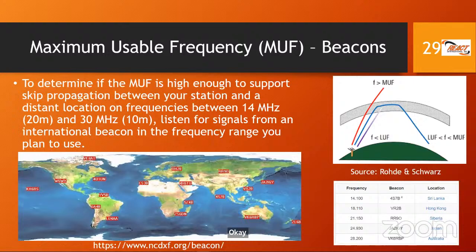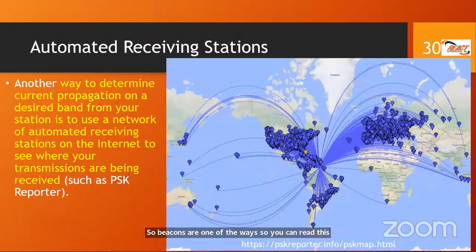This is an extra slide really, just to let you know about the reverse beacon. So sometimes you want to know, okay, how's propagation going to different parts of the Earth? Can we communicate? So beacons are one of the ways, and you can read this slide on your own. But let's talk about another way, which is called automated receiving stations. The one that we're interested in for the exam would be automated receiving stations on the internet. We're just giving you some extra information here. This is a website, pskreporter.info.